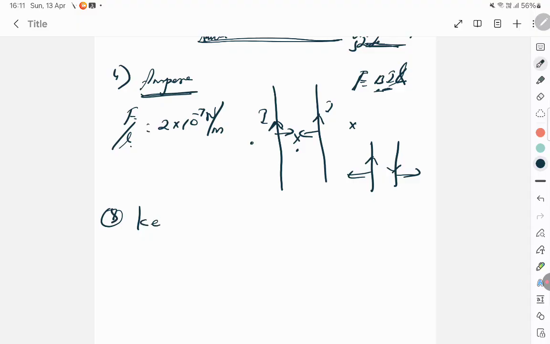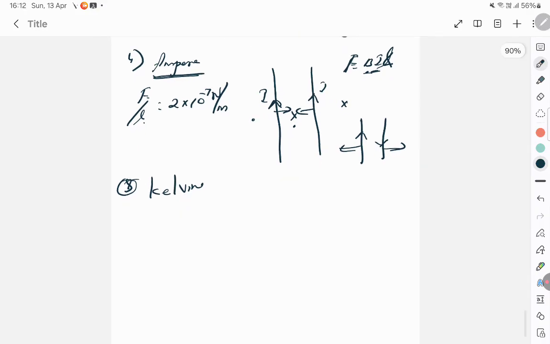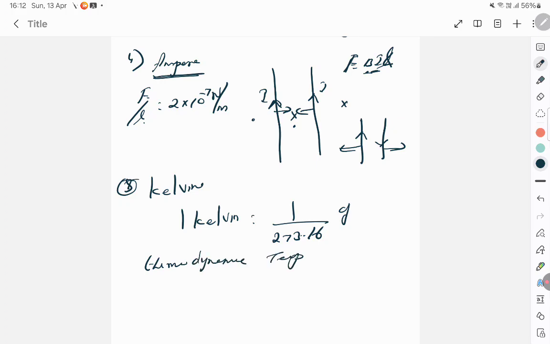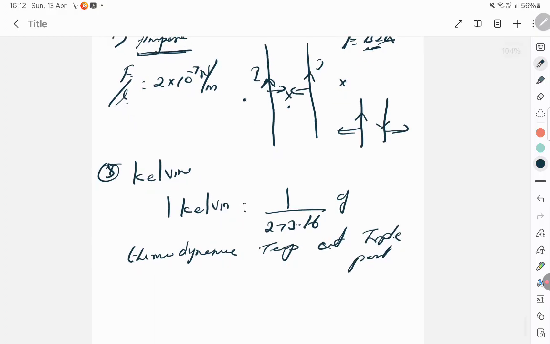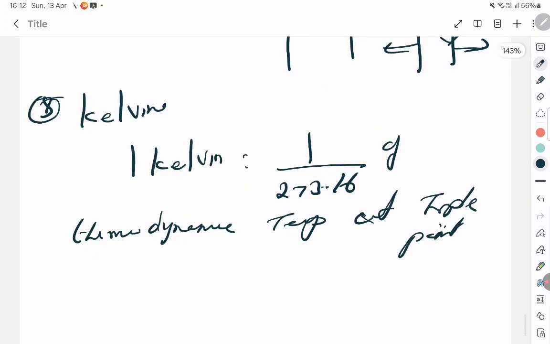Next they are defining Kelvin. Kelvin is a temperature, right? Okay. They are saying 1 Kelvin is 1/273.16 of the thermodynamic temperature at the triple point. What is this triple point? I'll tell you what this triple point is.